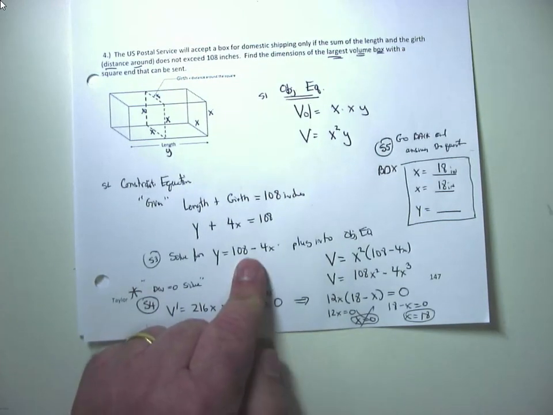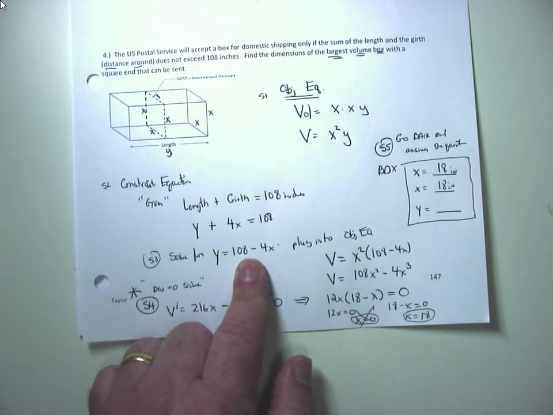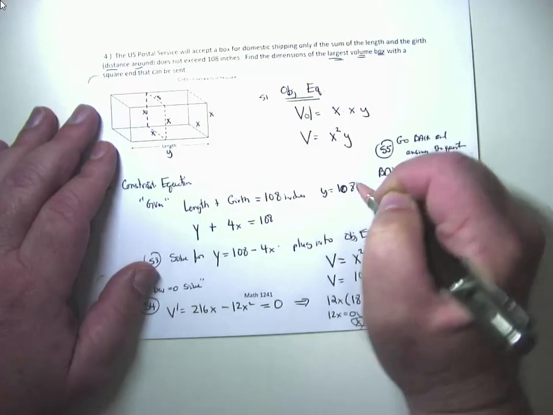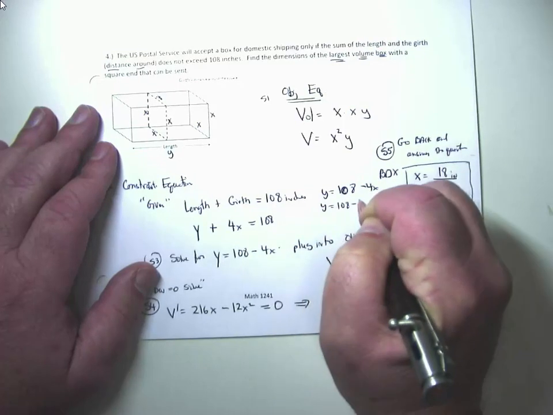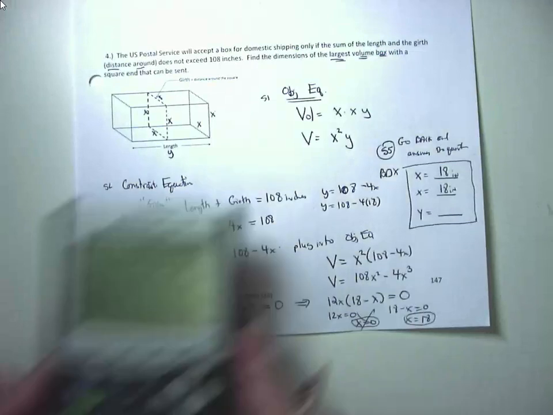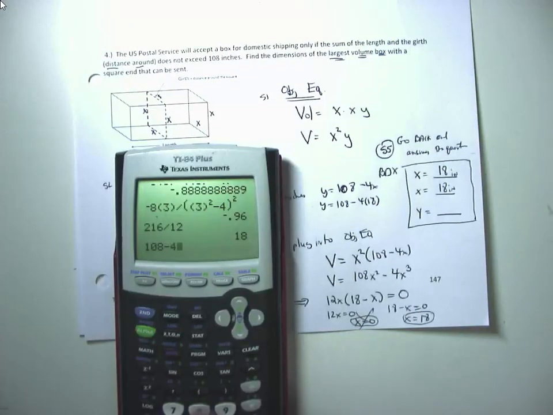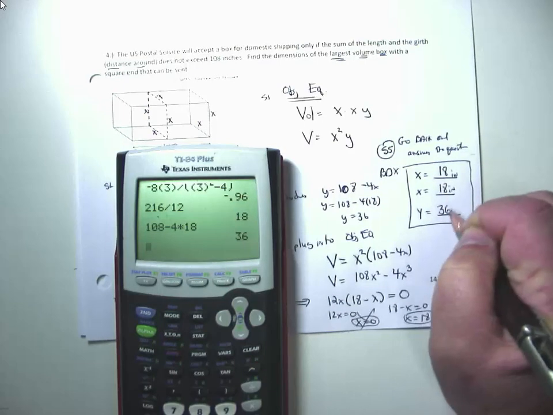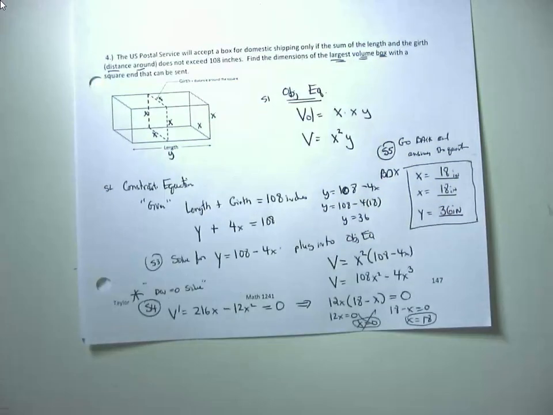That's the job of the constraint equation. The constraint equation is your linking variable equation. Does that make sense? So y is equal to 108 minus 4x. y equals 108 minus 4 times 18, and I'll stick that on the old calculator. 108 minus 4 times 18 is 36. So what is y equal to? 36 inches. So if you want to know the truth of the matter, go to the post office. On standard domestic packages, not the extra stuff you have to pay for, the biggest box you can send and they'll accept it is an 18 inch by 18 inch by 36 inch box. Mathematically, that's what it is.